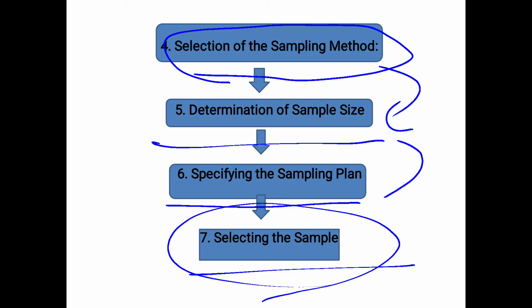First you specify the sampling plan. In the sixth step, you take the decision about the sampling plan. After specifying the sampling plan, you finally implement it. That is selecting the sample.